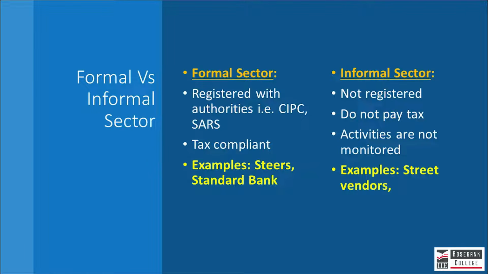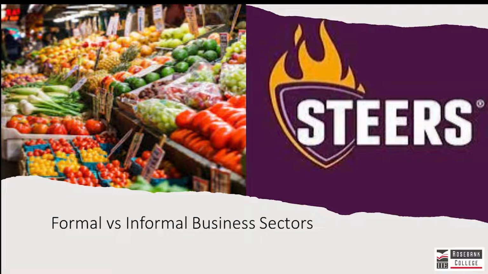Businesses usually operate in two sectors in terms of their formation, namely the formal and informal sector. The formal sector normally refers to businesses that are registered with authorities such as the South African Revenue Services, CIPC, and are liable for paying tax. For example, businesses such as Steers or Standard Bank can be regarded as formal. The informal sector, on the other hand, refers to businesses that are not registered and do not pay tax. Their activities are usually not monitored. This includes businesses such as street vendors. Both sectors are important as they are dependent on each other for driving economic activity, and sometimes informal sector businesses can evolve to become formal businesses.